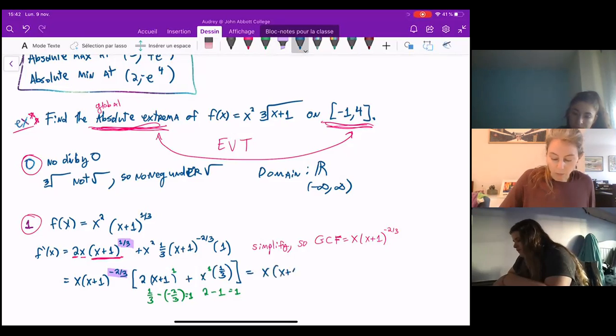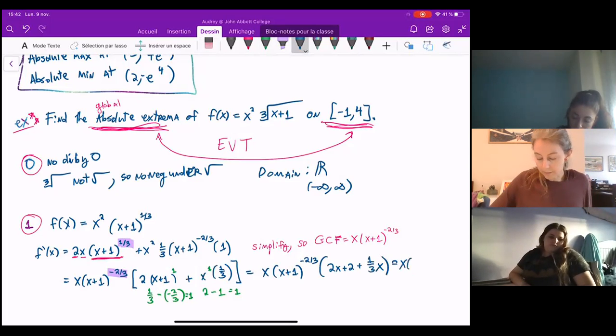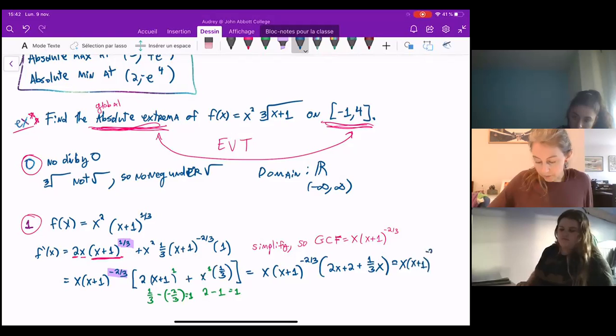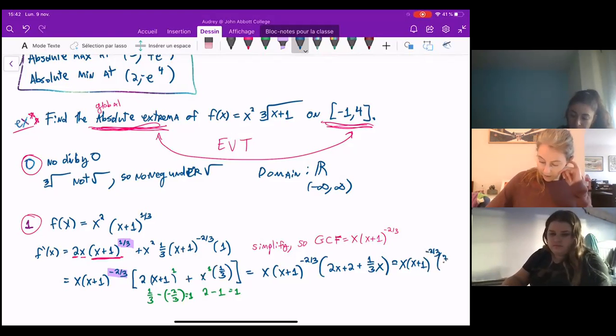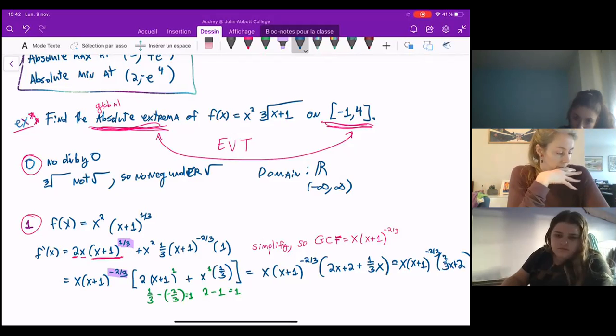So I have x times x plus 1 to the negative 2/3, and then I have 2x plus 2 plus 1/3 x, which is x times x plus 1 to the negative 2/3 times 7/3 x plus 2. Is that my most simplified form? Or is there a thing left that we need to do that we, for example, have already talked about today?